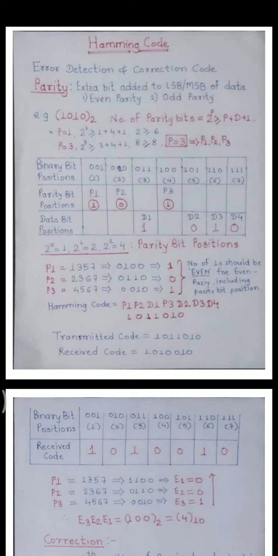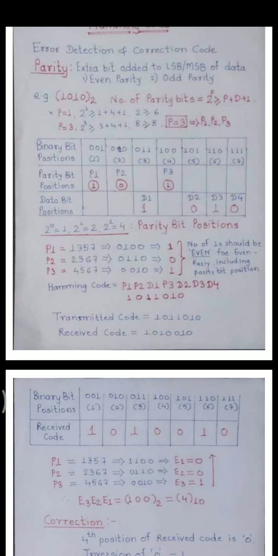Okay, and we have to write the corresponding data for these positions. So position 1 has no data, so we have written 0. The third position has D1 and the data is 1. The fifth position is D2, data is 0, and the seventh position is D4, data is 0. So the 1357 group has the data 0100.